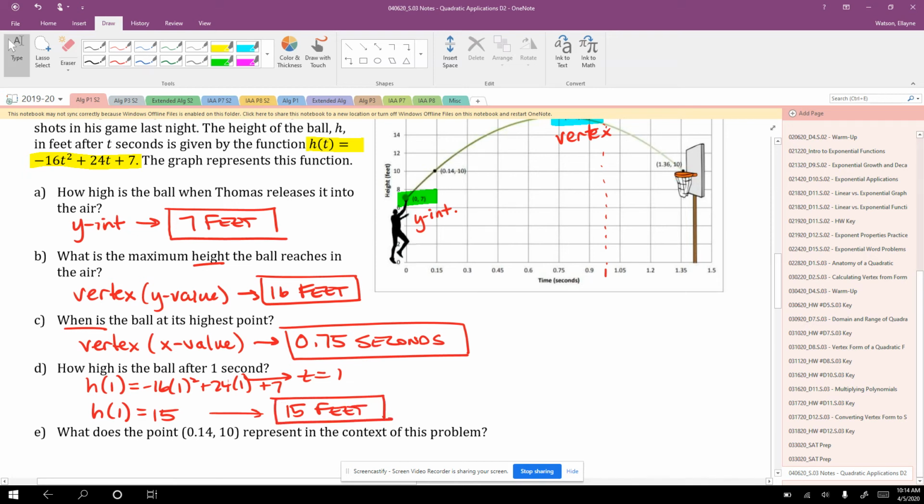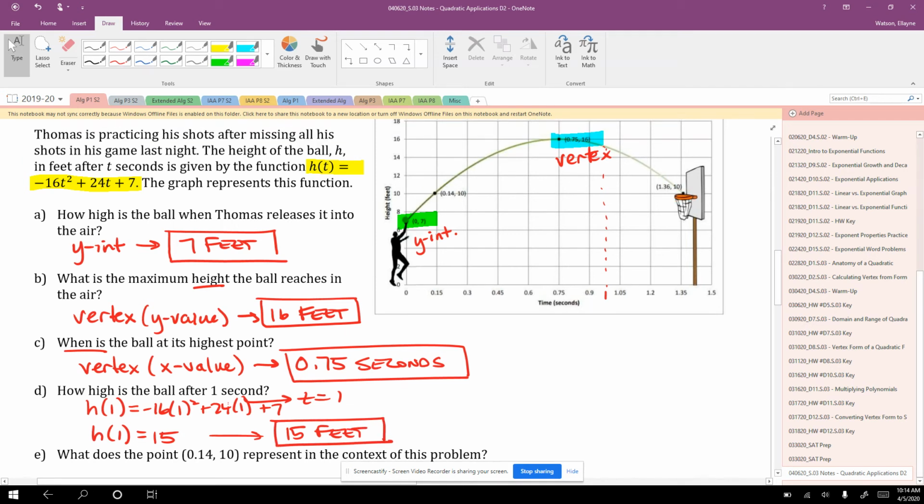And make sure that makes sense in the context of the problem, right? That 1 second is after the vertex, or after its maximum height. Well, the maximum height we found in part B was 16 feet, so it makes sense that the ball was starting to come down now. So it makes sense that it would be about 15 feet.